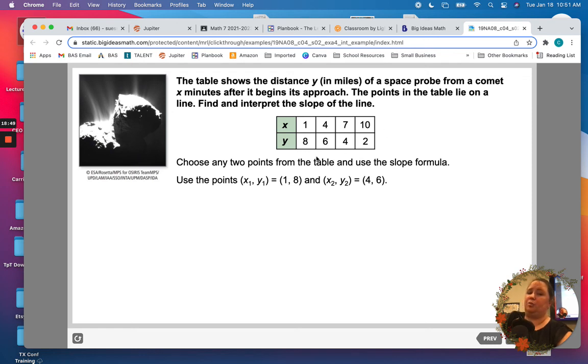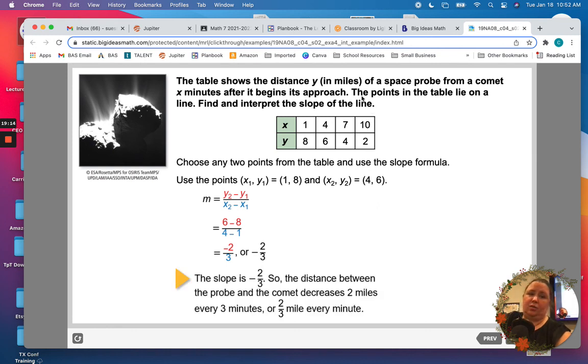I will often choose whichever one I could do in my head. So, we're going to do 6 minus 8 and then 4 minus 1. What is 6 minus 8? Negative 2. What's 4 minus 1? 3. So what is my slope? Negative 2/3.